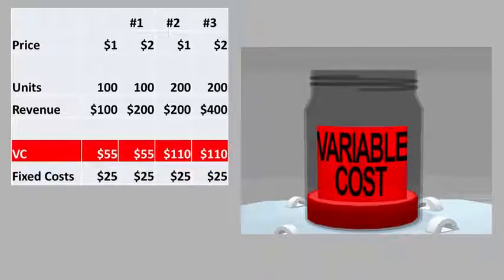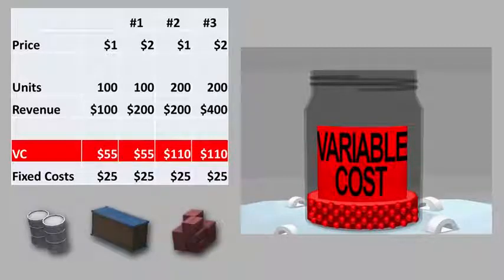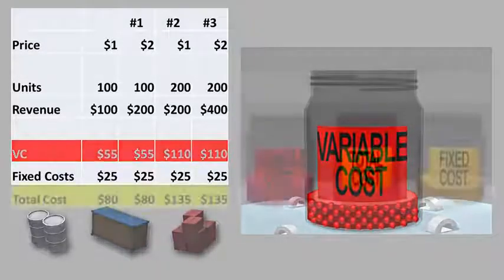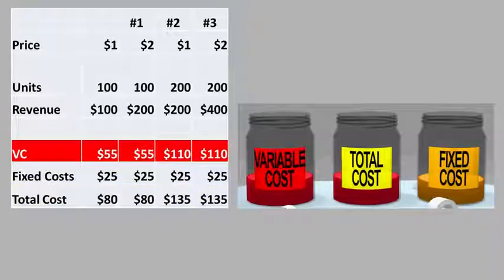Variable costs apply to each unit produced. The number of spheres in the jar matches the number of units sold. The size of each sphere represents the variable cost for each unit. These costs include materials, packaging, shipping, and other similar costs. The total cost of producing or distributing a product or service, also known as cost of goods sold, is the combination of total variable costs plus total fixed costs.